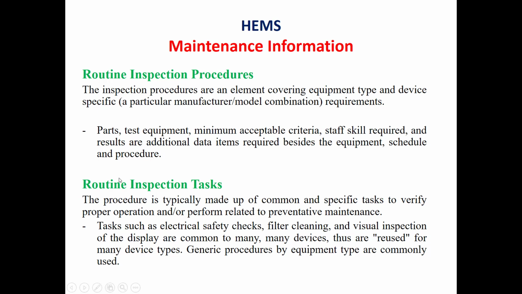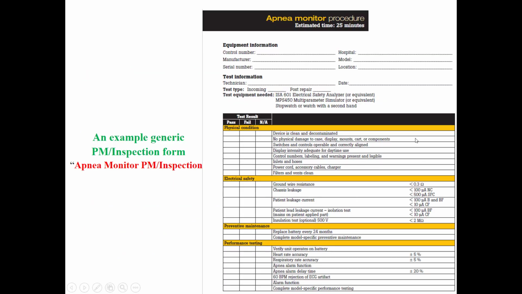The tasks included in the routine inspection procedures will be a general physical checkup and an electrical safety checkup based on a standard such as the IEC 60601-1. Also included are routine tasks such as filter cleaning, visual inspection, and so on. These are examples of the routine tasks performed on a schedule as part of scheduled maintenance procedures.